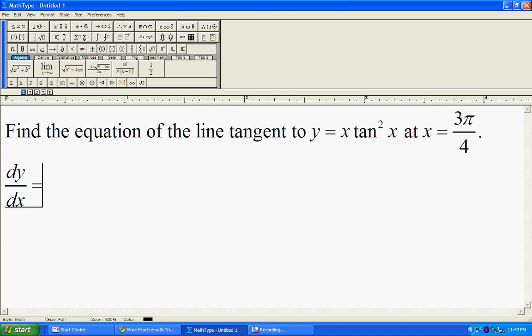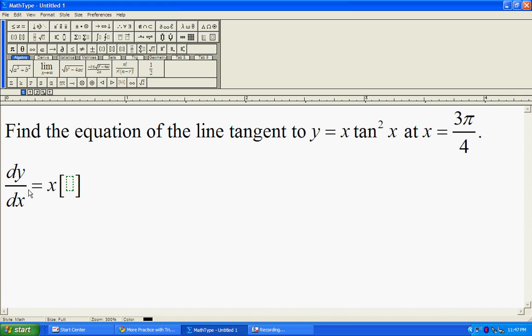that the derivative of a product of two functions is equal to the left function, which is x, times the derivative of the right function. So we're going to derive tan squared of x. Now when we derive tan squared of x, we need to apply the chain rule because it's a function within a function.